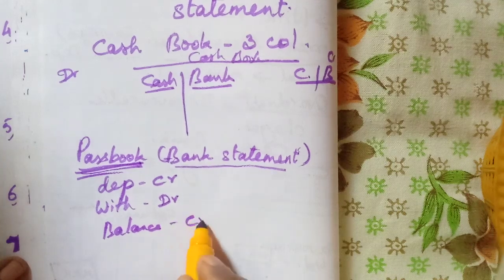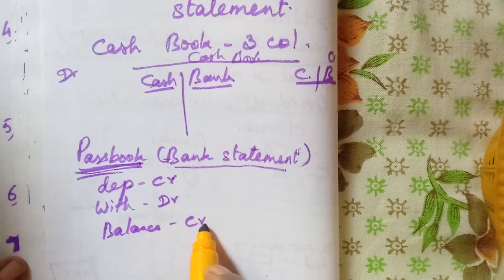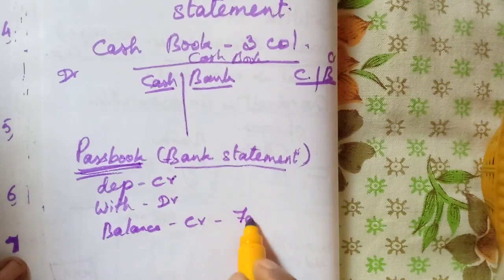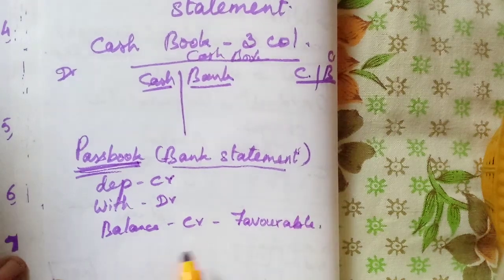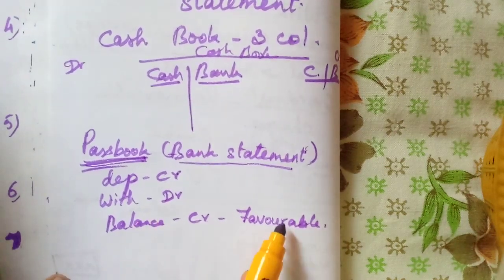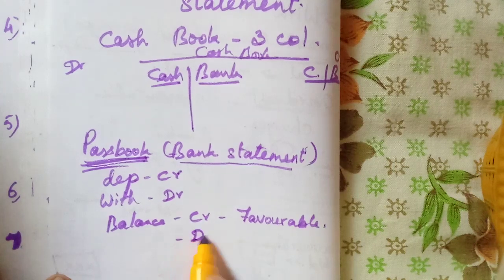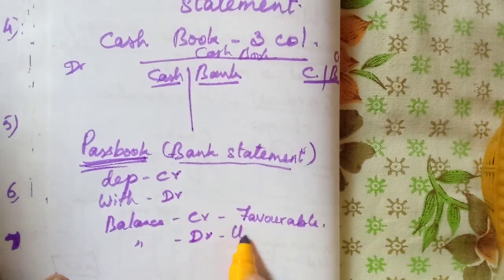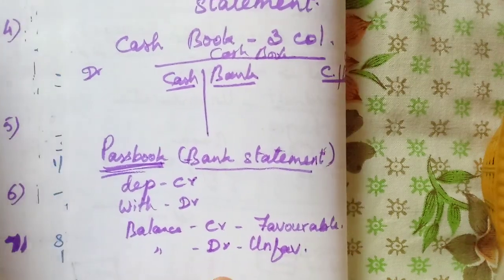Then the balance will be shown. If it is a favorable balance, where the deposit is more, it will show a credit balance. That is the favorable balance. We can say it is good: if we have more credit, that is favorable. But the balance may show debit also. That is an unfavorable balance.